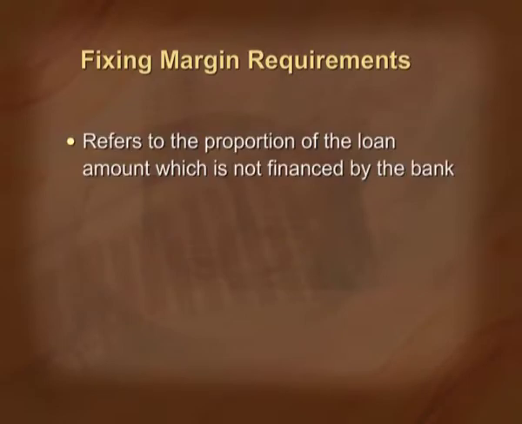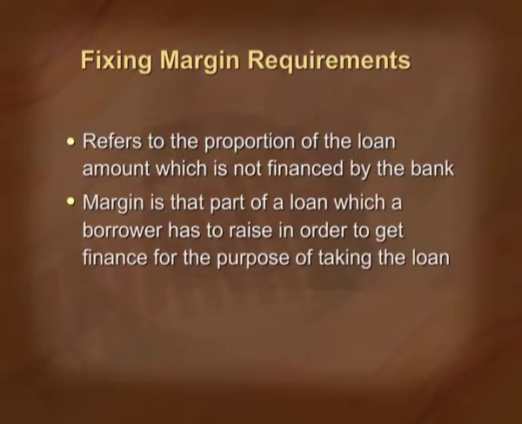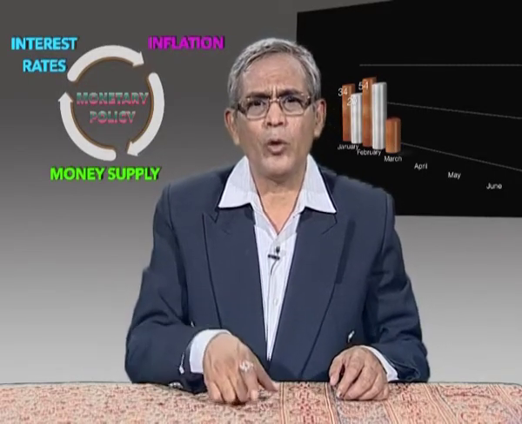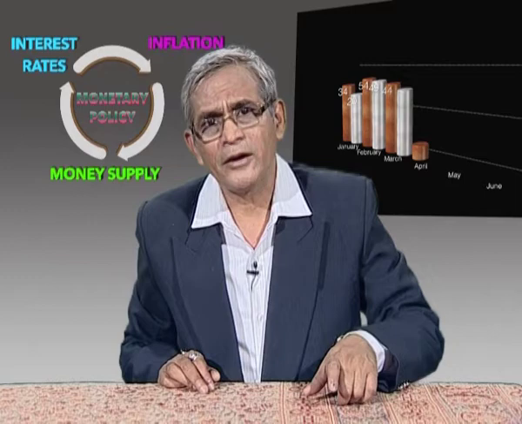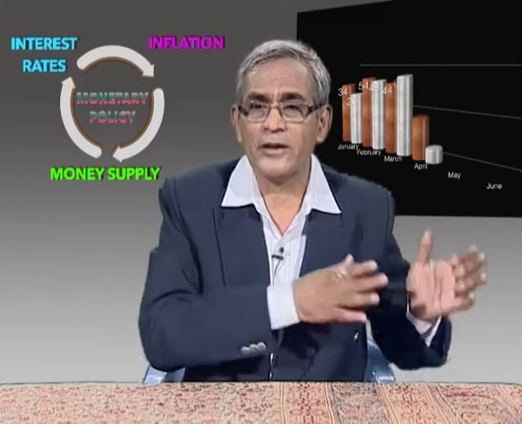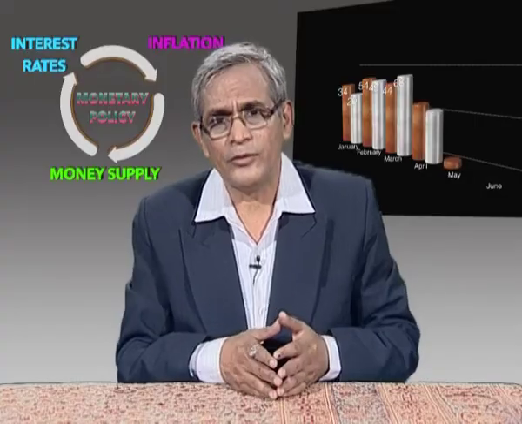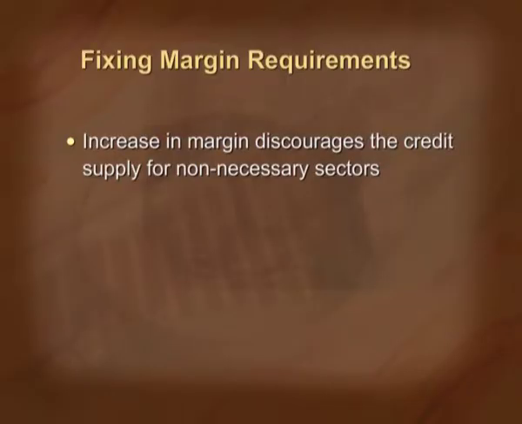Fixing margin requirements. The margin refers to the proportion of the loan amount which is not financed by the bank. In other words, margin is that part of loan which a borrower has to raise in order to get finance for a particular purpose of taking a loan. A change in the margin brings about a change in the size of loan amount. This method is used to encourage credit supply for the needy sector like agriculture by decreasing the margin. Likewise, an increase in the margin discourages credit supply for other non-necessary sectors, for example, margin for acquiring car loans.